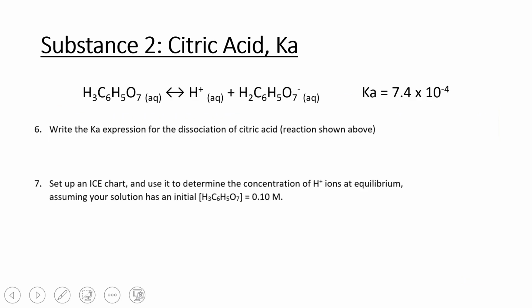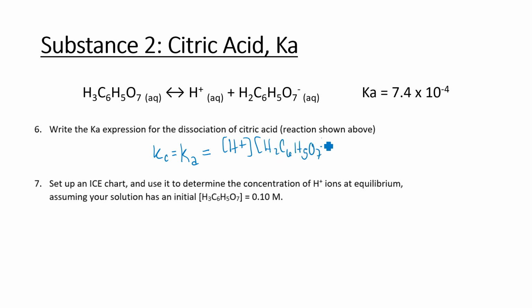And then we looked at our second system, which is a Ka. We looked at citric acid, and let's write the Ka expression for it. Remember, a Ka expression is the same thing as a Kc expression. We're writing it the same way we've done before: products over reactants, coefficients become exponents. Let me start writing that down. This is kind of a long one, so it takes a little while to write out this formula. Okay, so there's my Ka expression.